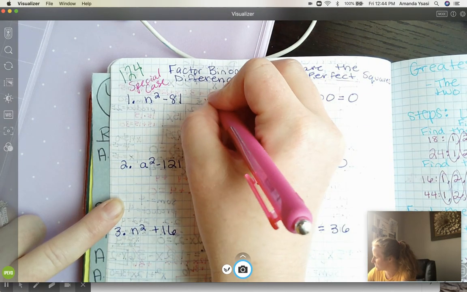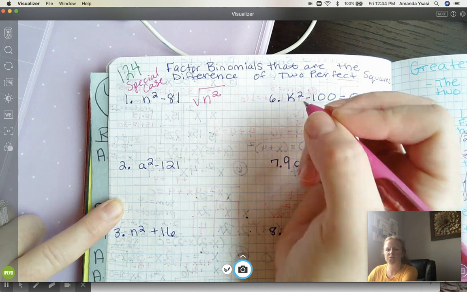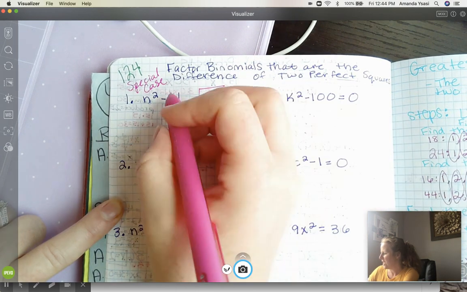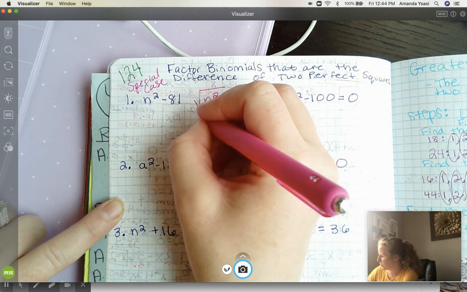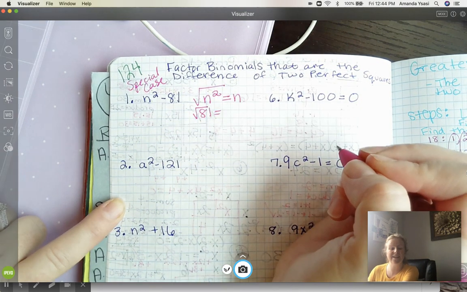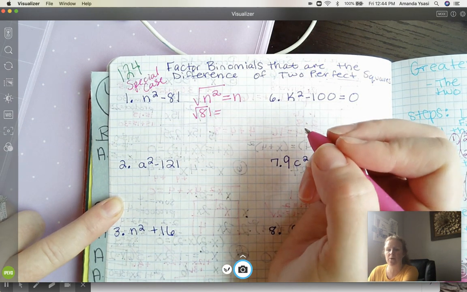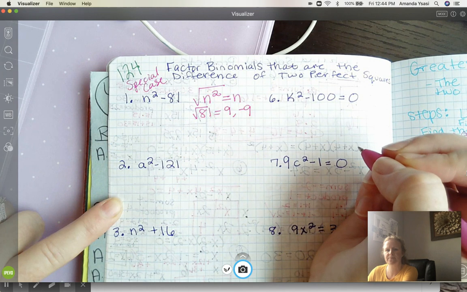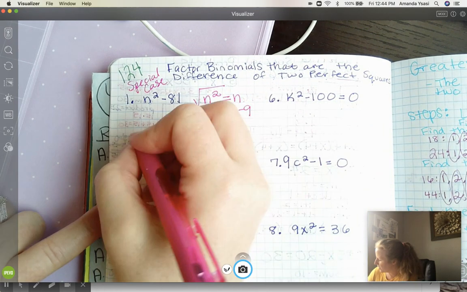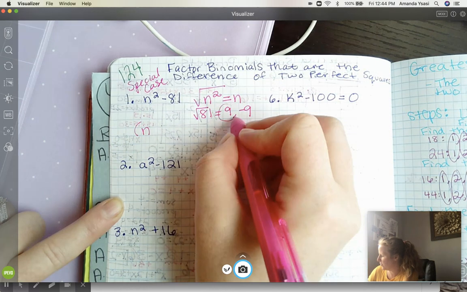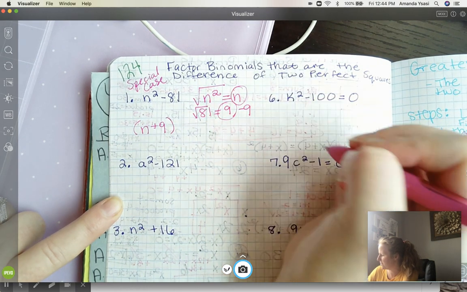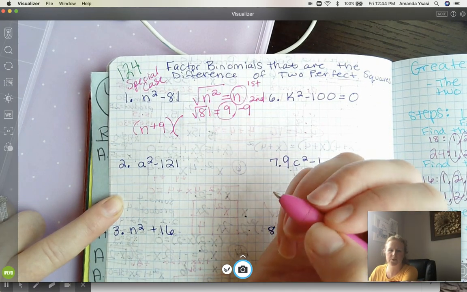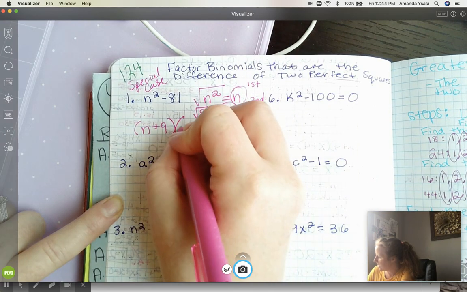So if I take n squared and take the square root of it, square root and squared are opposites, so they cancel each other out, and so that's n. And then I take 81 and I take the square root of that. And to get 81, you do 9 times 9 or negative 9 times negative 9. So this is 9 and negative 9. So that means I'm going to do n and then plus 9, because I'm going to use that as my first term. This is my second term. And then another binomial, which means two terms grouped together, is n minus 9.